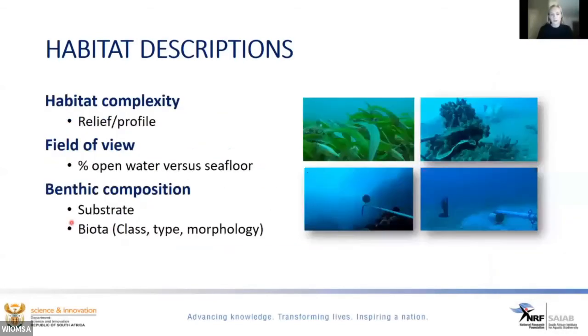So when I speak about how a habitat might differ, it might be the different features such as the complexity. Here we have a very high reef profile. On the right, we have a very low profile habitat. We also have very different substrates that dominate the reef, dominate the habitat. So here it's dominated by sand, whereas here it's dominated by rock or reef. The biota that's present is also important to take into consideration, such as its morphology and its type and its class. And then lastly, the field of view. So how much open water there is in comparison to seafloor.